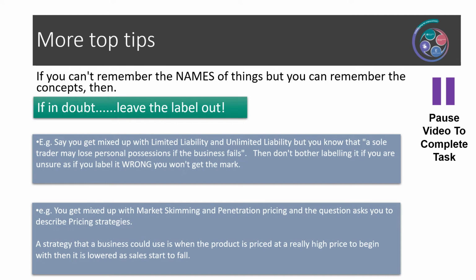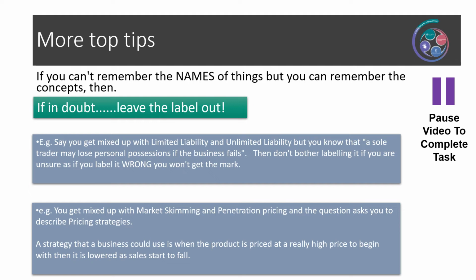A strategy that a business could use when the product is priced at a really high price to begin with and then is lowered as sales start to fall, that would be accredited with the mark. It just happens to be that you can't remember the name of it, and that's okay because that would be a pricing strategy.